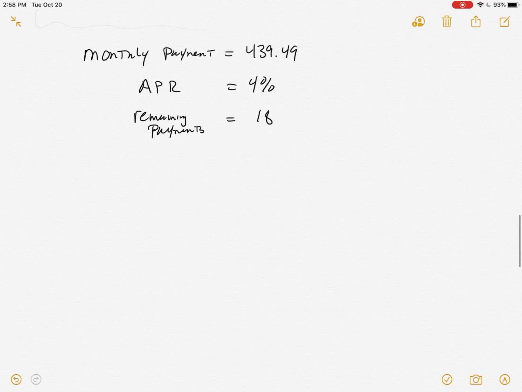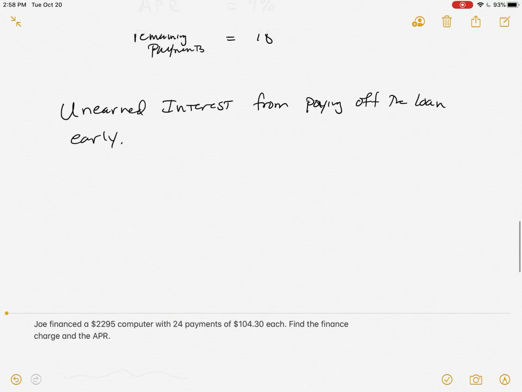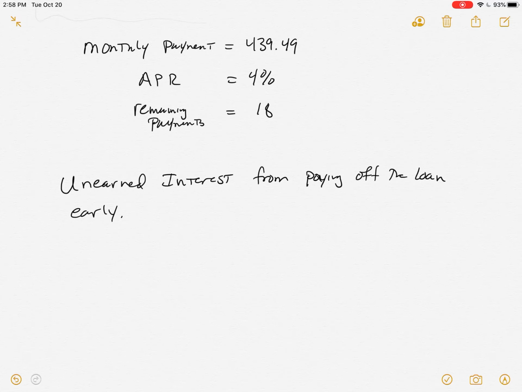What we need to accomplish is to determine the unearned interest from paying off the loan early. So the bank is not going to receive all the interest it thought it was, right? And banks are not allowed to penalize you for doing this. And so what we need to calculate is, okay, how much of this $439.49 that I'm going to pay for the next 18 months was interest? So I need to subtract that out.